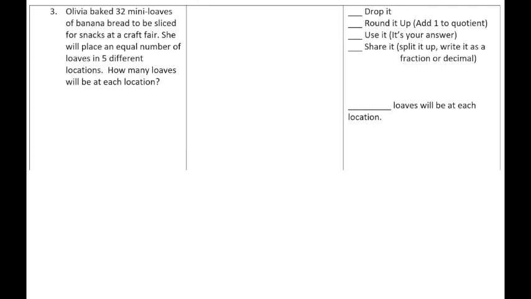Now, I'm already going to tell you for this problem, since she's going to put an equal number of loaves in the 5 different locations, she's slicing them up. Therefore, she's already putting them in pieces. She's going to use everything. She doesn't want to have anything left over. Okay? So for this problem, she has 32 loaves and they're going to 5 different places. So this is a division problem. I am dividing 32 divided by 5. So I'm going to go ahead and set my problem up.